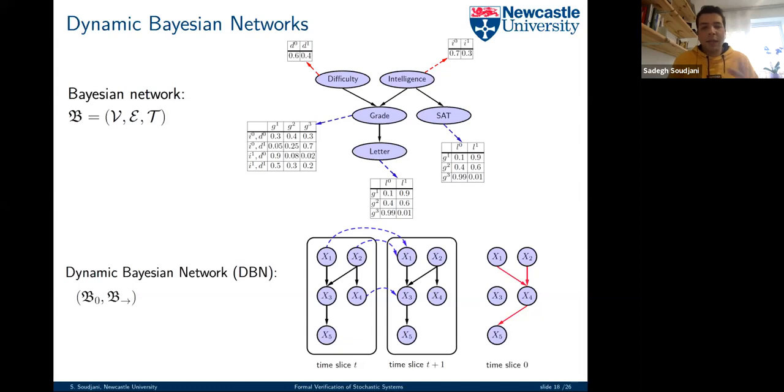Now, the Bayesian network by itself doesn't have time in it. If we encode the time, it becomes a dynamic Bayesian network, and it changes over time. So in each time slice, we have a Bayesian network. This is the Bayesian network at time slice t. This is the Bayesian network at time slice t plus 1. And we also have to show how the random variables in each time slice are connected together. This B0 indicates the Bayesian network at time slice 0, just a generalization of Bayesian network to encode time.